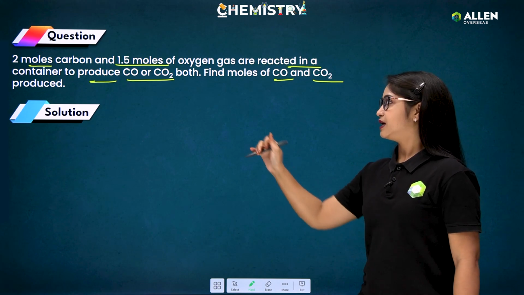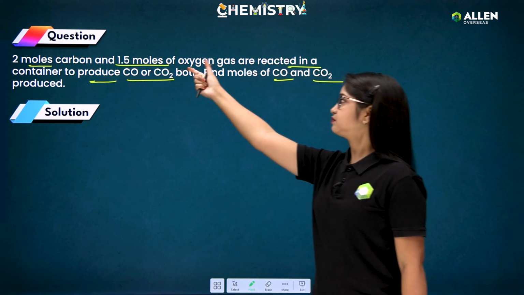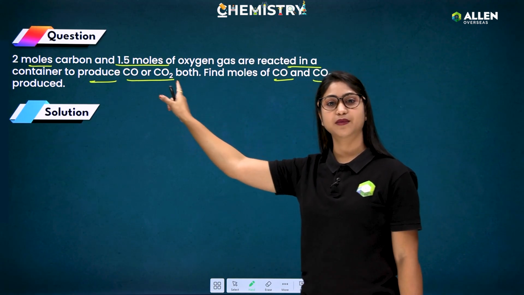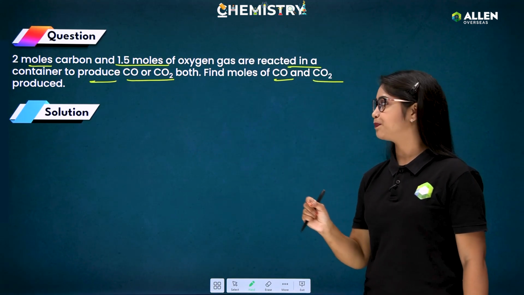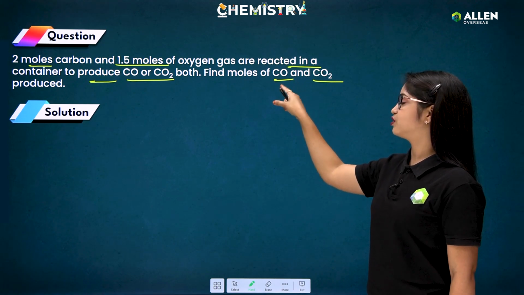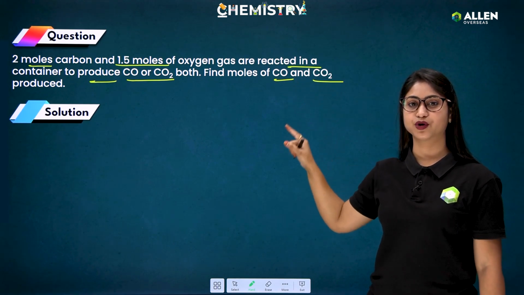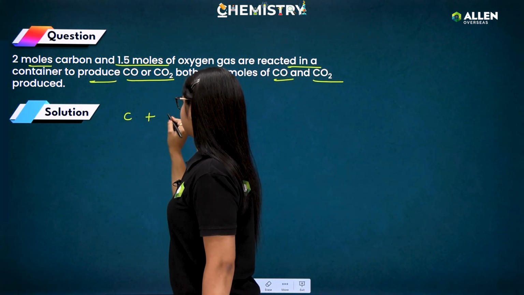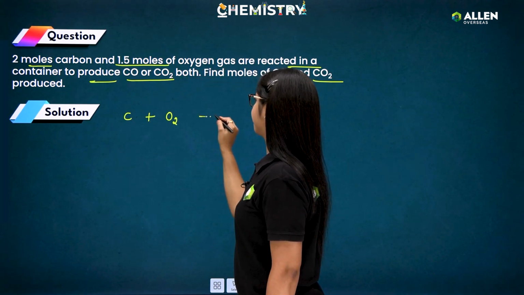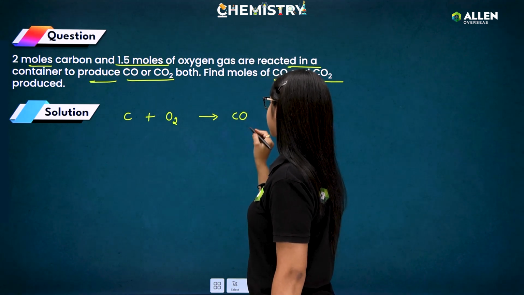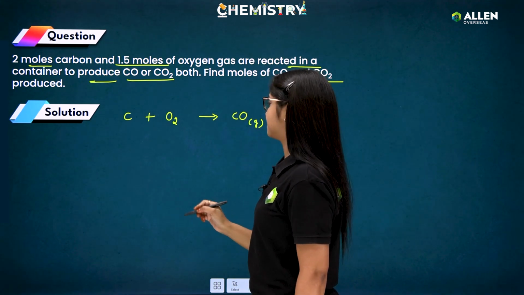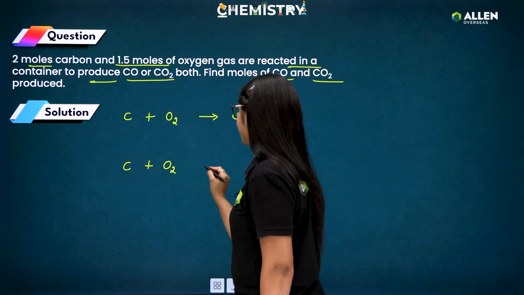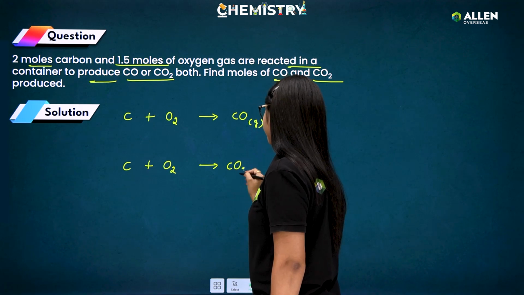Here it is given that carbon and oxygen are both reacting to form carbon monoxide and carbon dioxide at the same time. We have to find out the moles of carbon monoxide and carbon dioxide produced in the reaction. If I write the reaction, carbon is reacting with oxygen to form CO gas, carbon monoxide gas. This is the first reaction. The second reaction: carbon is reacting with oxygen to form CO2 gas.